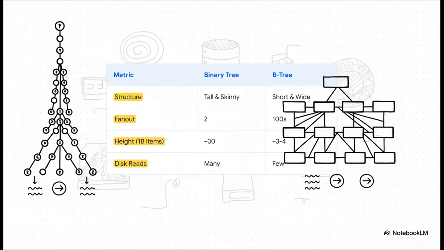And this right here really just drives the point home. Take a look at the height for a billion items. A binary tree? It's about 30 levels deep. That's potentially 30 disk reads. But a B-tree? It's just 3 or 4 levels deep. That's a maximum of 4 disk reads to find anything. That is the magic trick right there.